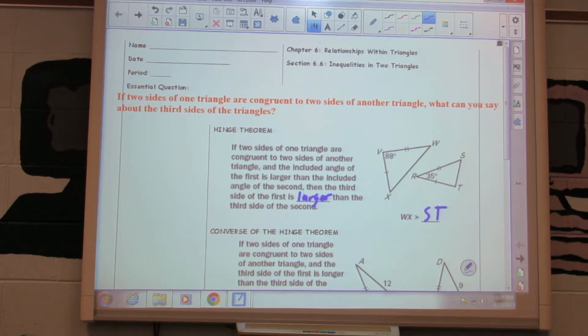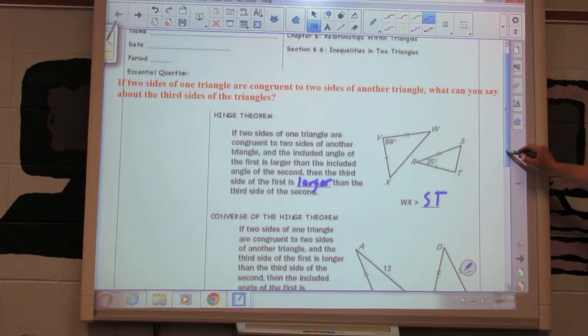This should make fairly decent sense. As I open it up wider, the side I need to connect those is bigger. It's called the hinge theorem. A hinge is what lets your door swing open and shut. The wider I open the door, the bigger the gap that I can enter. That is, the size of the door and the size of the entrance don't change. That's what this theorem is saying: as I open up the door bigger, the entrance gets bigger.